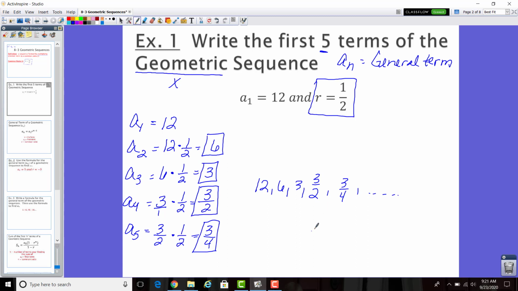And this pattern will continue by multiplying by 1/2. That is the definition of a geometric sequence. We need no formula to find consecutive terms. All we need is a term and what that common ratio is going to be. Okay?